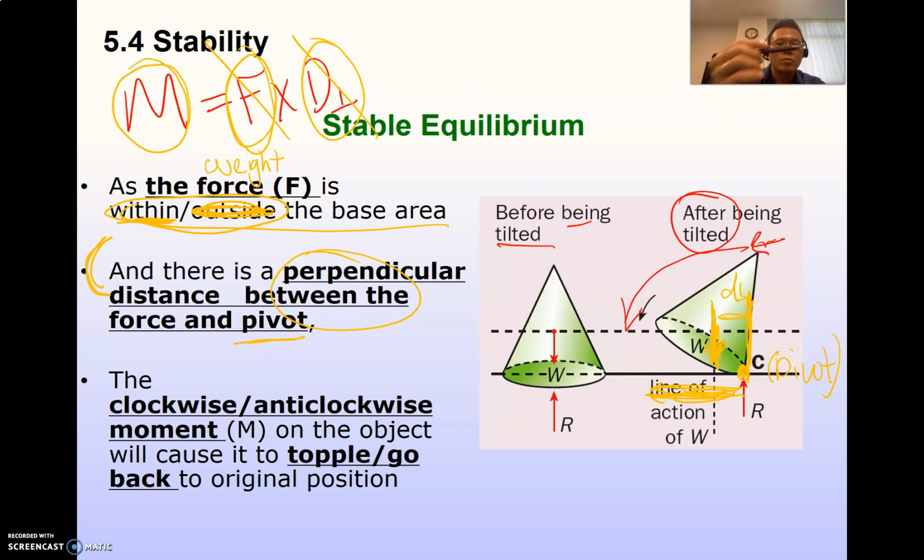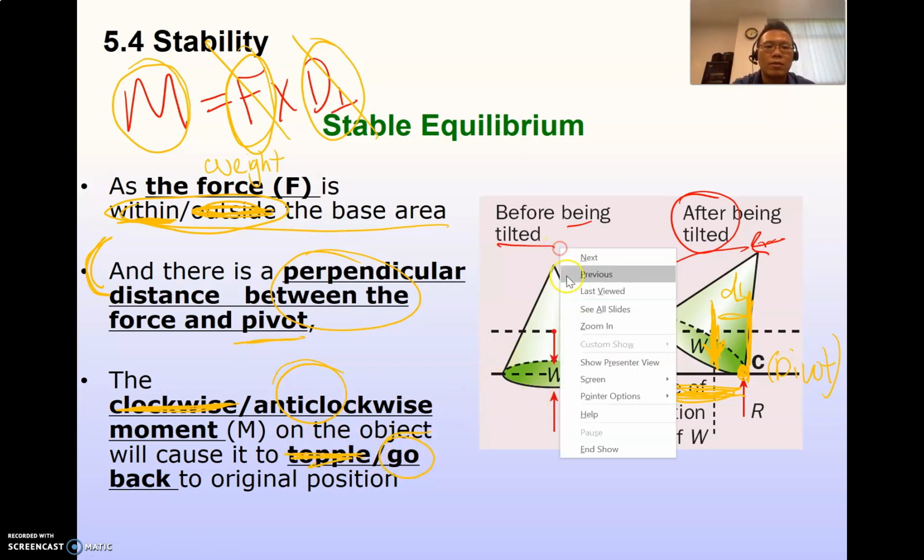And the moments, what it does is, you have a force and you have a perpendicular distance, and you pull down, you'll find that the object has experienced a moment in this particular direction, which is what we call anti-clockwise. So this one is out. These anti-clockwise moments will cause the object to go back to its original position.